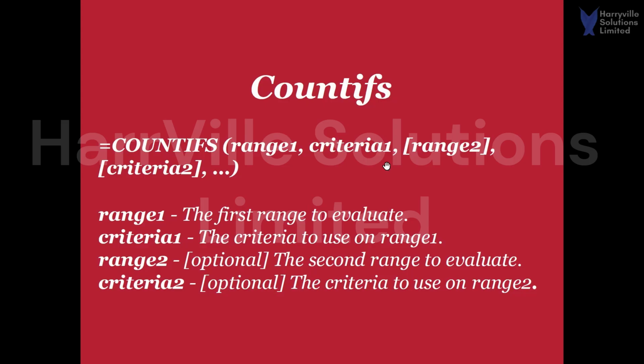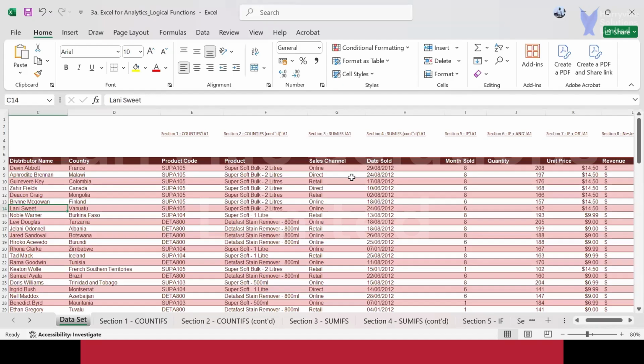Now, COUNTIFs can do the job of COUNTIF, but COUNTIF cannot do the job of COUNTIFs. COUNTIF only counts for a single range, for one range. COUNTIFs will count for multiple ranges. So that is why COUNTIFs can do the job of COUNTIF, but COUNTIF cannot do the job of COUNTIFs, right? So let's go to our data set and then let's see how this works.